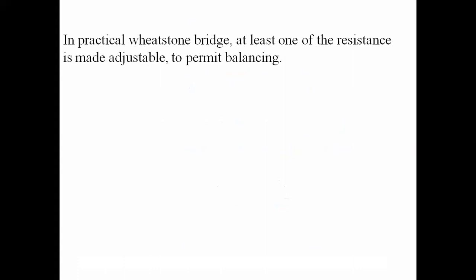Coming to the practical Wheatstone bridge, at least one of the resistances is made adjustable to permit balancing. As I was explaining in the previous circuit diagram, we consider any one of the arms, that is R3, as an adjustable or variable resistance. By adjusting that resistance, we can make the bridge balanced.